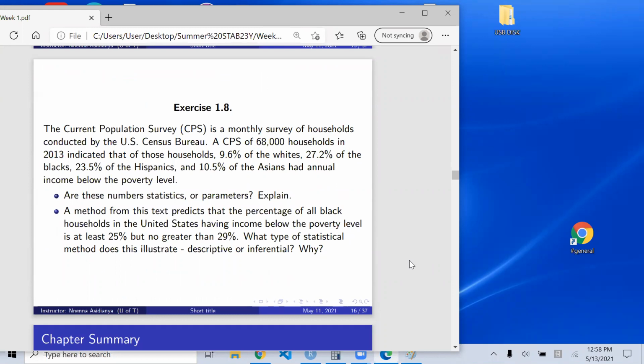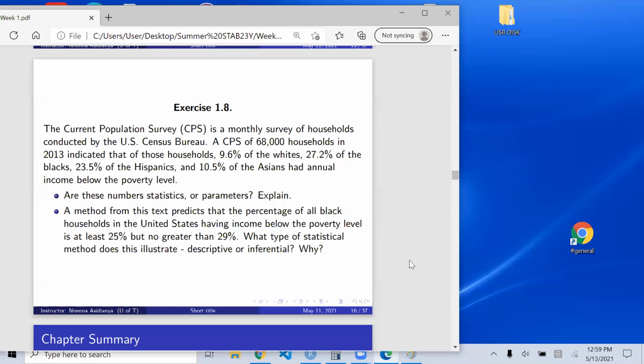So a CPS of 68,000 households in 2013 indicated that of those households, 9.6% of whites, 27.9% of Black people, 23.5% of Hispanics, and 10.5% of Asians had an annual income below the poverty line. So the question is, are these numbers statistics or parameters? Explain. And then the follow-up says that a method from this text predicts that the percentage of all Black households in the United States with an income below the poverty line is at least 25%, but no greater than 29%. What type of statistical method does this illustrate, descriptive or inferential? And then why?